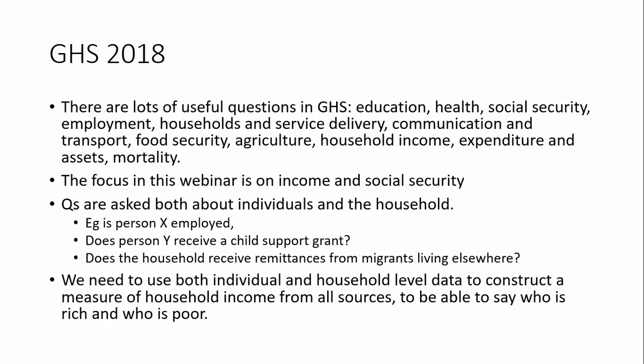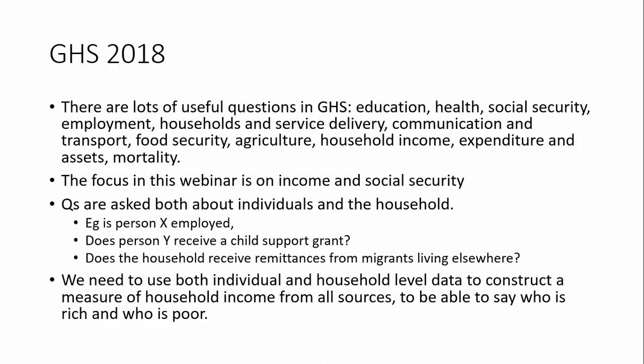So an individual level question is, are you employed? Or do you receive a child support grant? Household level questions are things like, does this household receive remittances from migrants who are living elsewhere? And to use the GHS, we need to use data that's collected both from the household and the individual.